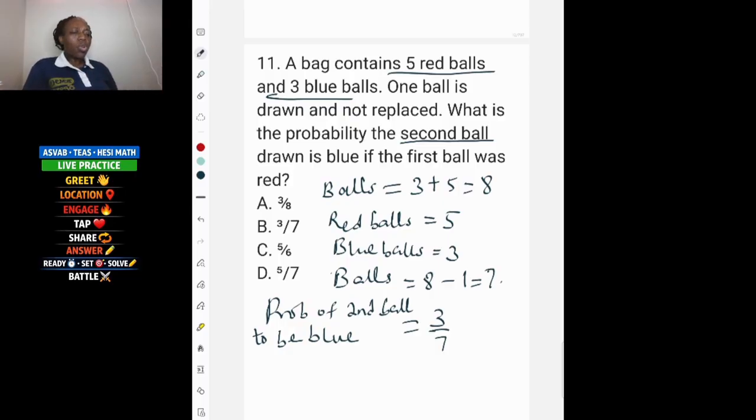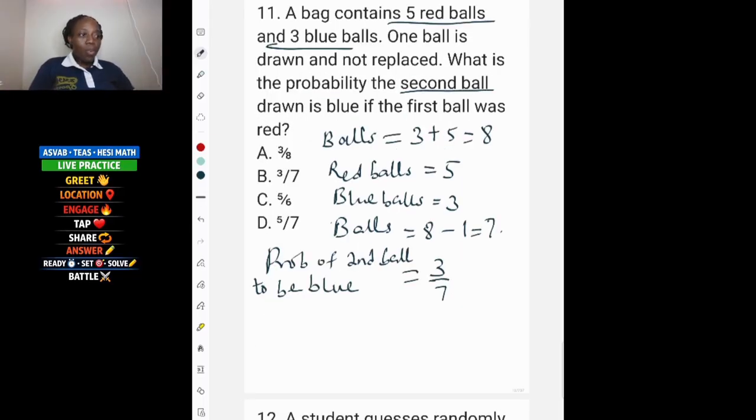What about if the question says, what is the probability that the second ball drawn is blue if the first ball was blue? I mean, that will just affect what? That means the first one will be out of 3, and it's not replaced. Then when you now pick the second one, it can be a different way. They can also make it like this.